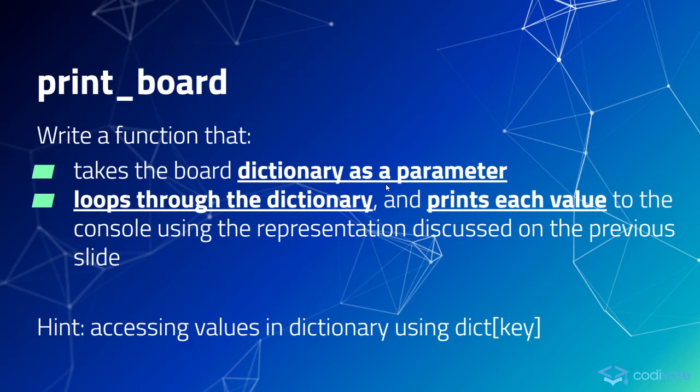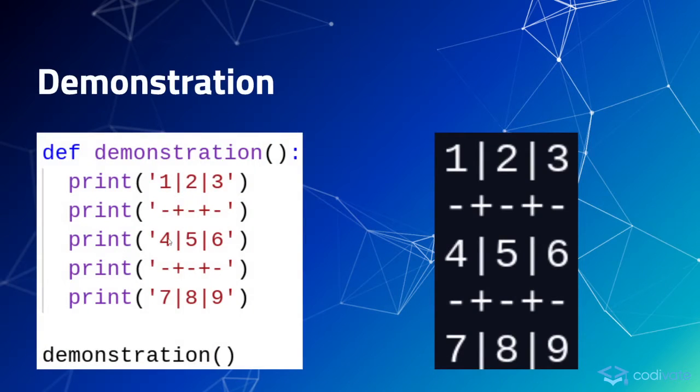dictionary. What it will do inside the function is loop through the dictionary and print each value to the console using the representation discussed on this slide. So basically having the first value in the dictionary and then the vertical bar. Second value in the dictionary, vertical bar. Third value in the dictionary. Next line is just these dash plus dash plus dash, nothing to do with the dictionary. Then we look at the dictionary keys again, ignore the dictionary keys in this line, and do it one last time for the last row.